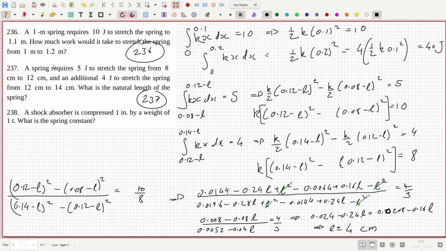0.024 minus 0.0208 divided by 0.24 minus 0.16. 4 centimeters. Rats. Let's check if my numbers are right.